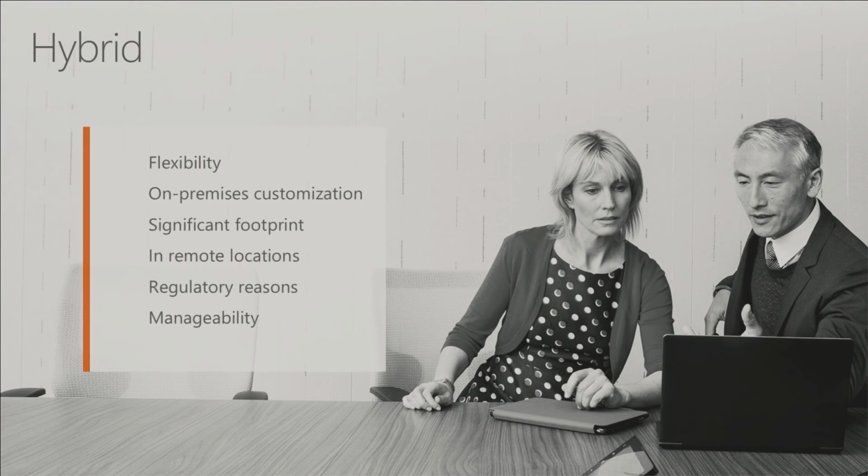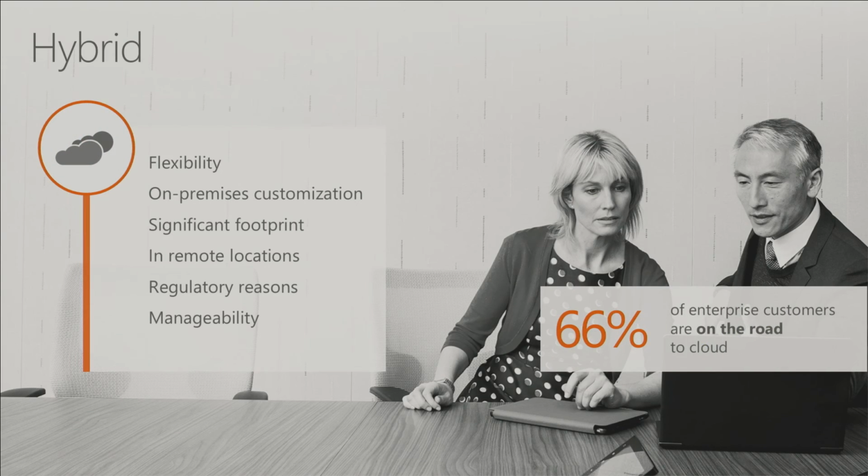So in this section, talking about cloud potential is all about hybrid. We're constantly innovating on the hybrid side as well. Why? Customers want flexibility. You have to support your on-premises customizations. Perhaps an equivalent doesn't exist in the cloud. You may have a footprint in remote locations that doesn't facilitate on-premises. There may be regulatory reasons. It may be manageability.